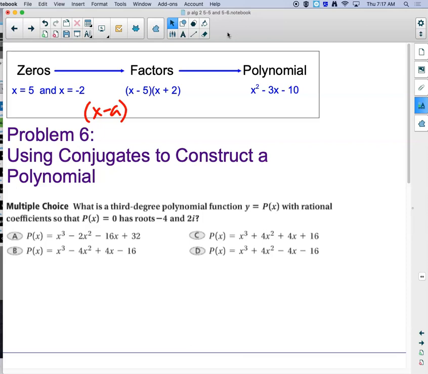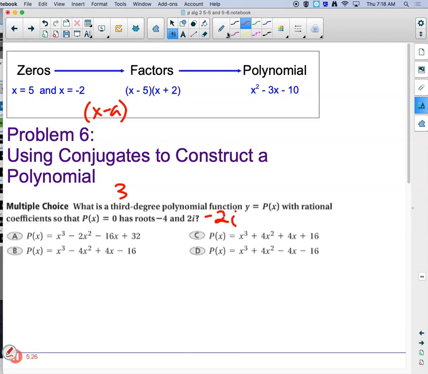It's multiple choice, but it says, what is a third degree polynomial? That means we've got 3 zeros going here, and it's a cubic. y equals p of x with rational coefficients so that p of x equals 0 has the roots of -4 and 2i. The first thing we have to say is, oh wait a second, they're trying to pull a fast one, because if 2i is there, -2i is also there. -4 can be alone, because -4 can be written as a fraction, -4 over 1, so that's a rational zero. But we need to write it.